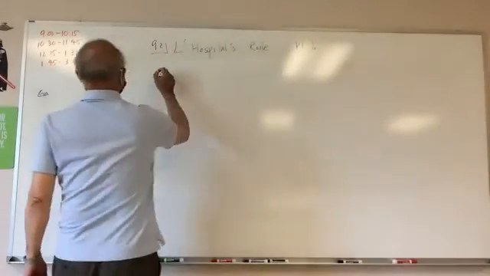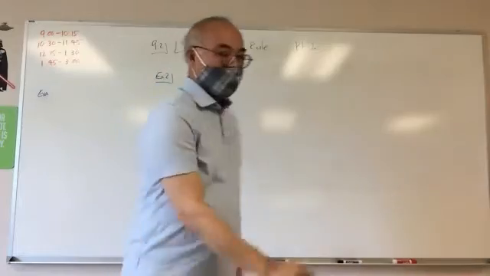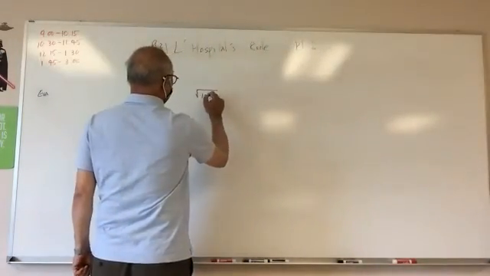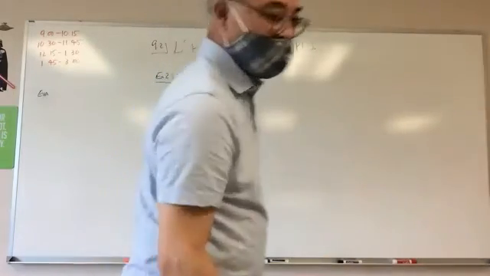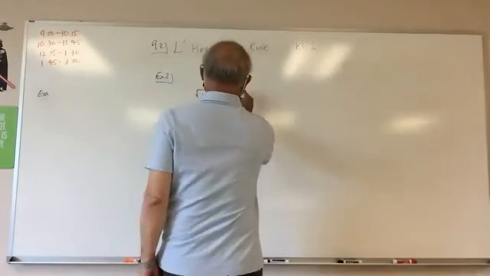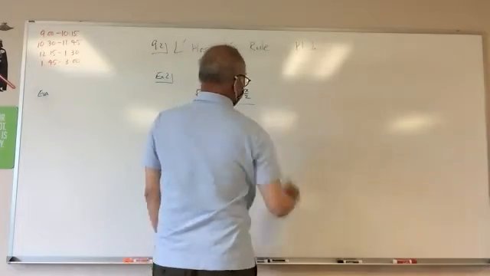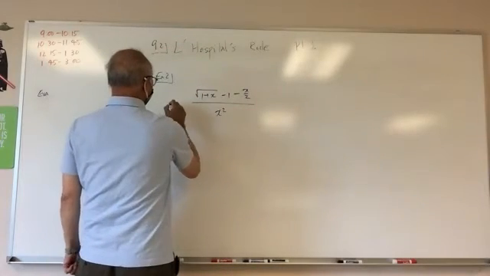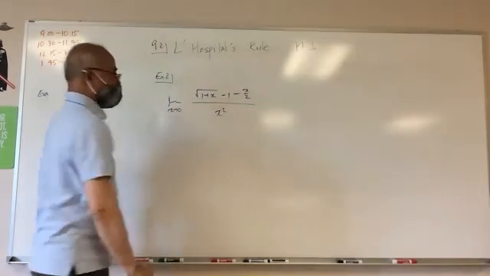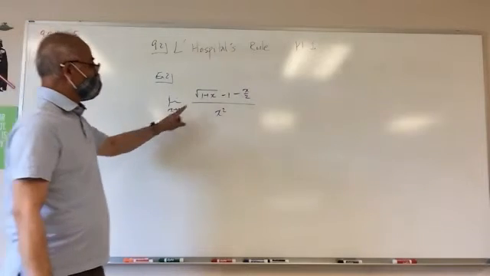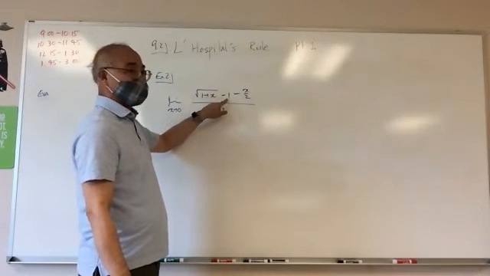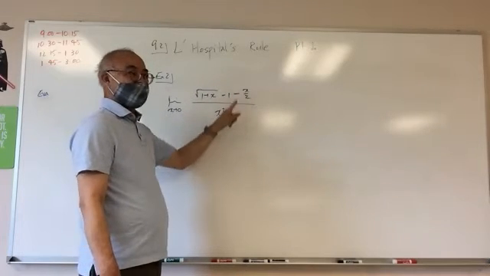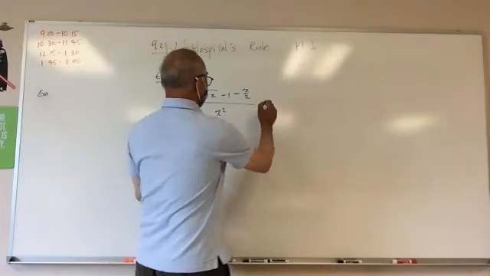Example number 2, we have square root of 1 plus x, minus 1, minus x over 2, over x squared, limit as x goes to 0. Okay, so I put the 0 in, I get 1 minus 1, which is 0. I get 0 over 0. So I have 0 over 0. We take the derivative of both sides, the top and bottom.